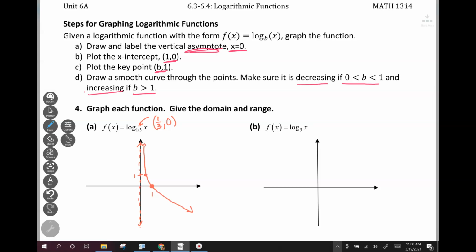Also notice that because our b was a fraction, it is decreasing. So just checking to make sure it's decreasing, and it is.